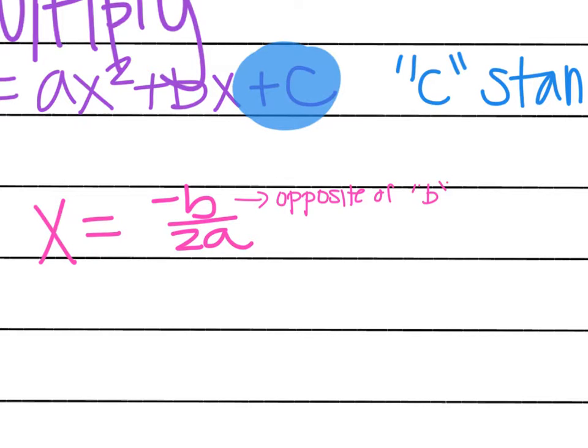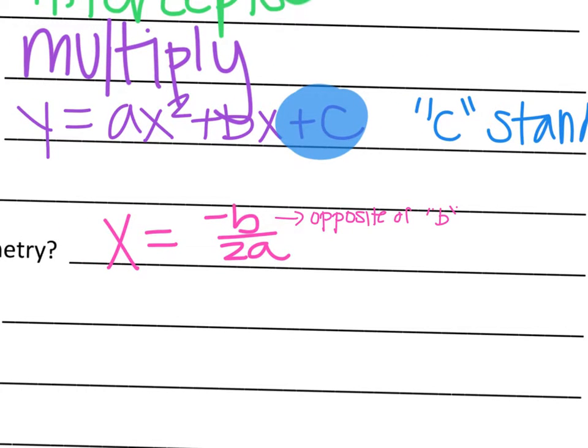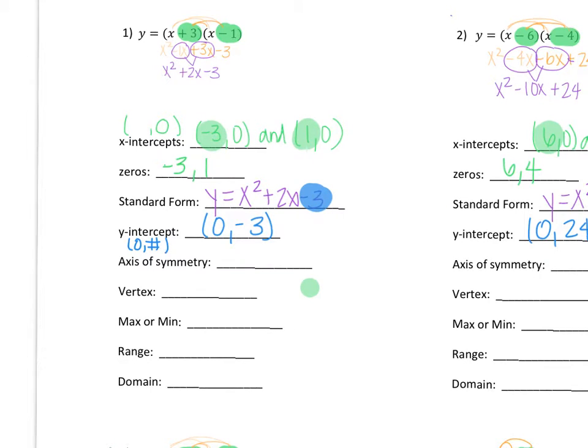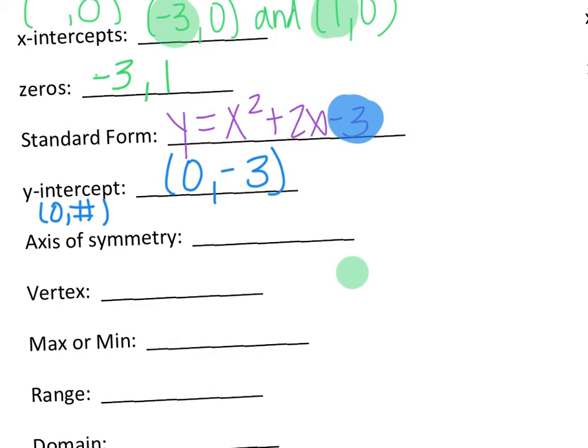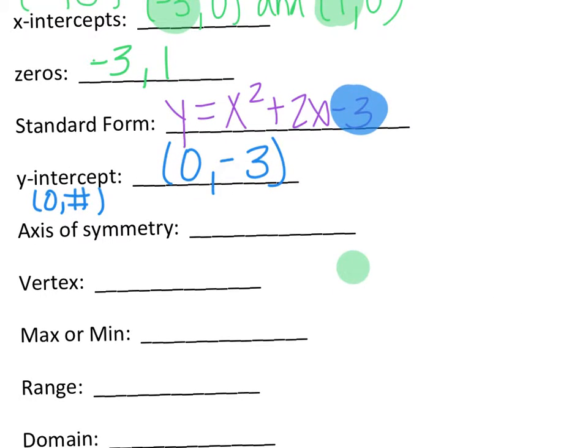And a and b, by the way, it's important to note that a and b are going to come from my coefficient of x squared and my coefficient of x. So looking at problem 1, I need to go to standard form. In order to find the axis of symmetry, I have to use standard form.